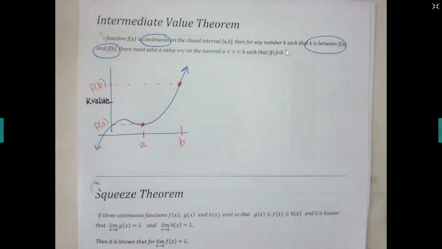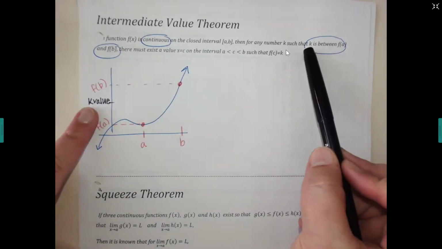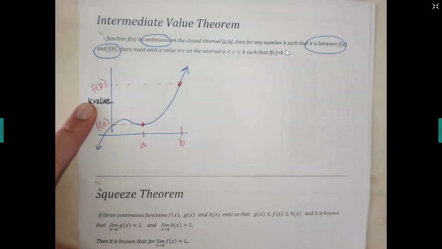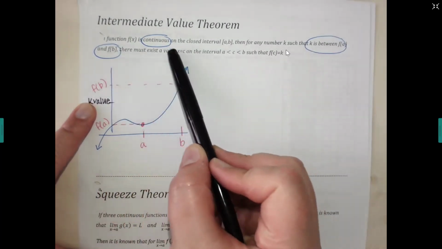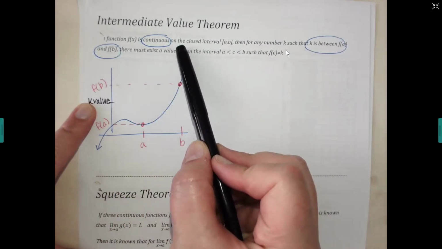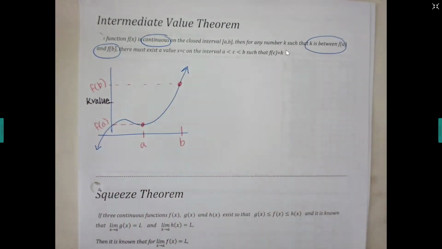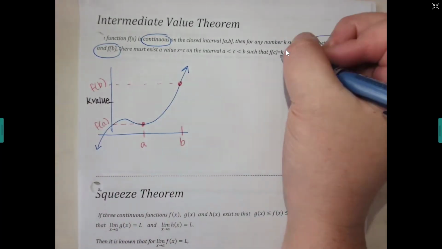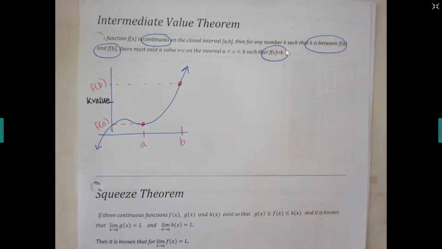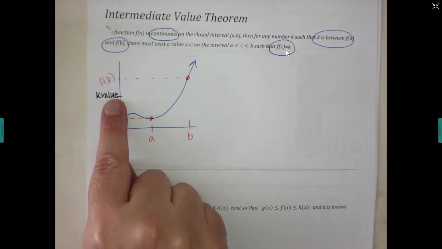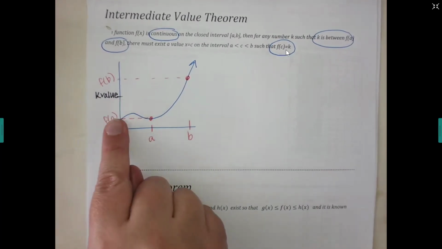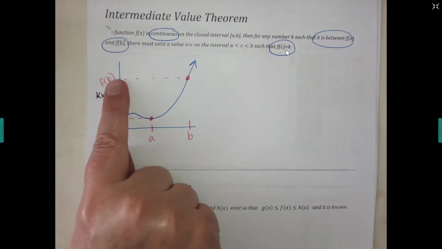Then here's what it says. For whatever k value you picked, as long as it's between f of a and f of b, there has to be an x value, we're going to call it c, so that f of c is equal to that k. Probably that doesn't really make sense when I just read it. If I pick a number between the starting y value and the ending y value, there has to be a spot where that y value that I picked has an x value that goes with it.